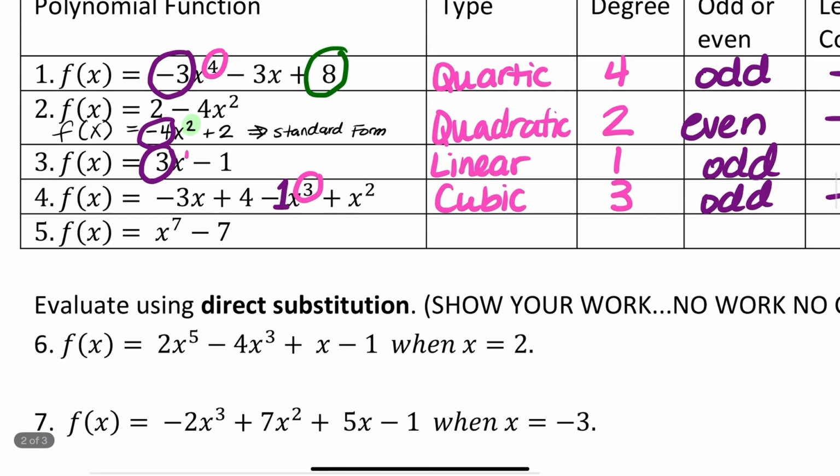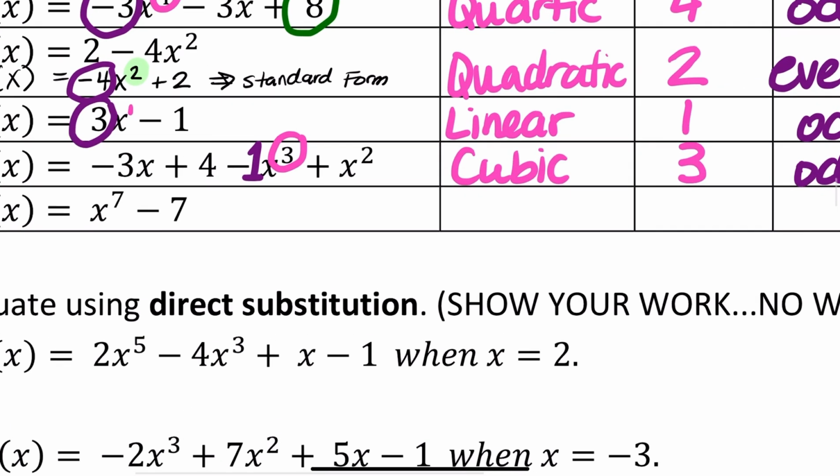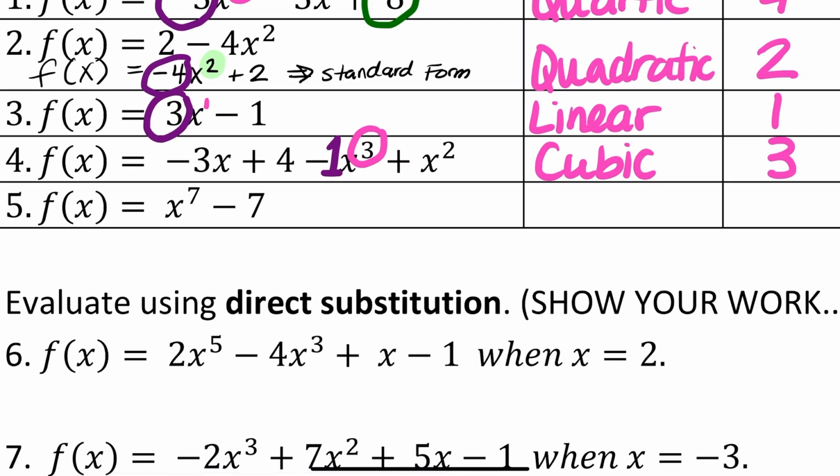So lastly, we have number 5, which hopefully you did on your own. F of x is equal to x to the 7th power minus 7. The degree here is the 7th power, so this is degree 7, and we're just going to call that a polynomial. We don't really need any names past quartic. Okay?